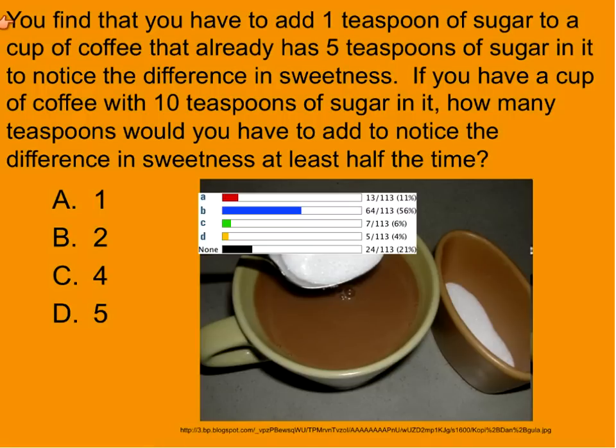Here we go. All right, so most of you think that it's 2 teaspoons of sugar to notice that change in sweetness. Choice number 2 is B, where you said it was 2 teaspoons, and a couple people thought it was C or D. This is one of these pre-teaching, post-teaching questions, so let's see what it looks like when we come back to this in just a bit. As of right now, 64 of you out of 76 thought it was choice B. That was the most popular choice.